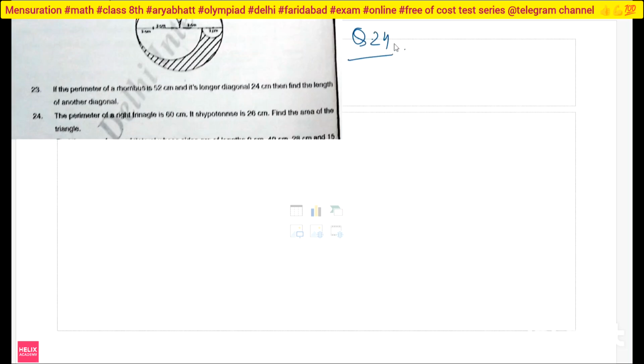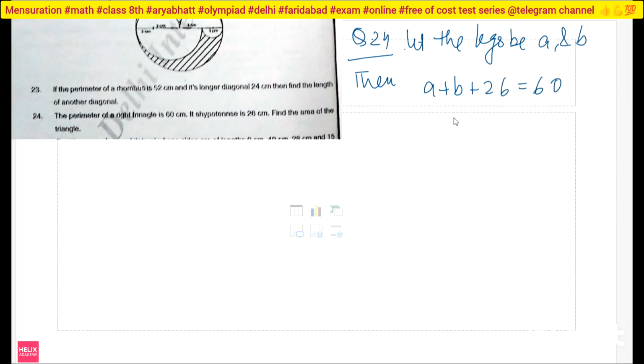What they are saying is that the perimeter of the right angle triangle is 60, hypotenuse is 26, find the area of the triangle. So I need some base and altitude both, right, for a triangle. So I will say that let the legs be A and B. Okay, so according to the question, A plus B plus 26 is equal to 60, or I can say that A plus B is equal to 34. Also A square plus B square is equal to 26 square, which is equal to 676.